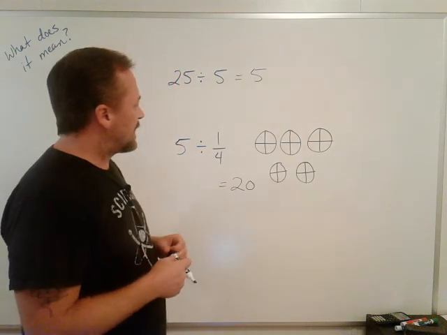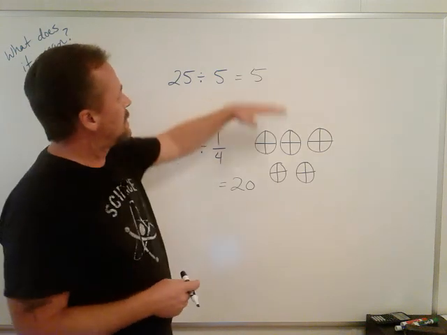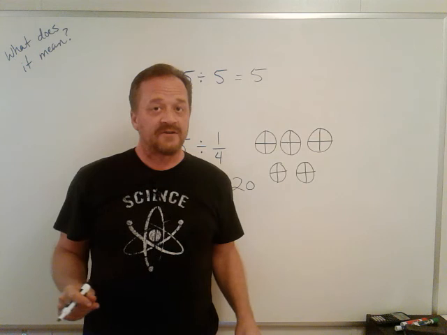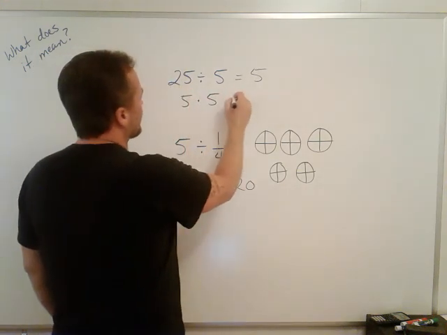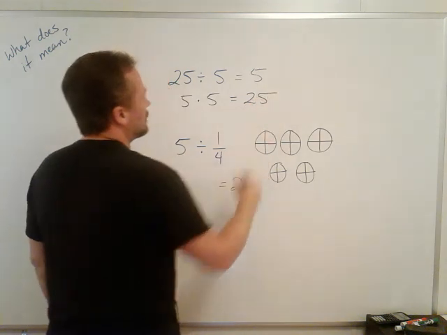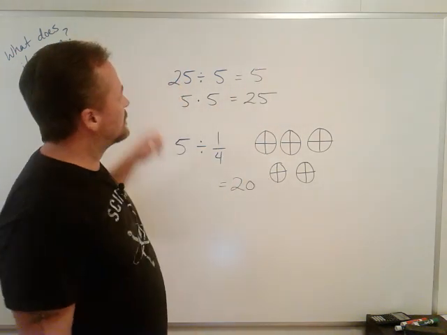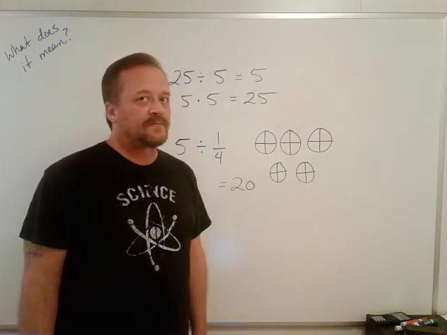Now you can also relate this to multiplication. I mentioned that a little while ago. Look at this top one again. If I were to write the inverse operation there, basically what I'm doing is I'm checking 5 times 5 is 25. See how I just went backwards? That's something that you've probably practiced before too. Okay?